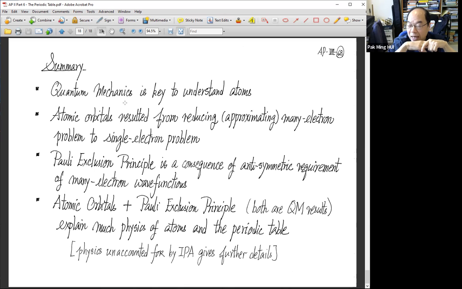At the end, we realize that with all these simple tools, reducing it to atomic orbitals, single particle states, the Pauli exclusion principle, and supported by many quantum mechanical ideas, we can explain much of the physics of atoms and the periodic table. Okay, and actually that is a big part of quantum chemistry.